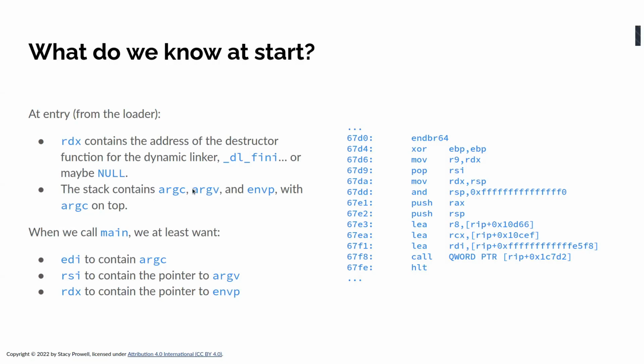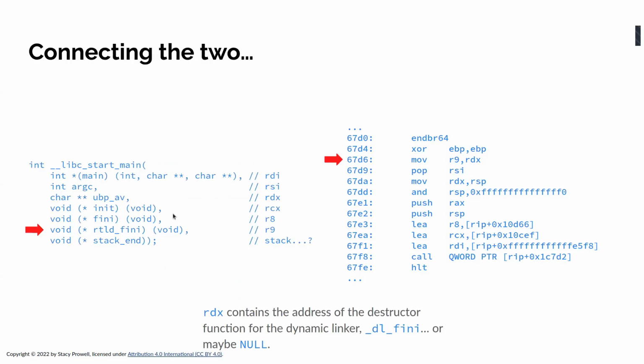The stack contains argc, argv, and envp. Argc is on the top. So this is the way things are when we arrive. When we arrive at this code, RDX is set this way. The stack contains this. And then we do the thing we're supposed to do. We zero out this. And when we get to main, we want this stuff to be true. So let's see what happens. Let's go ahead and try to connect what's happening in here before the call with the stuff we learned from the calling convention over here.